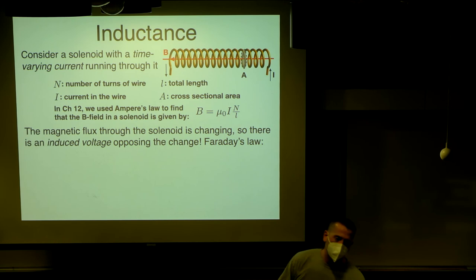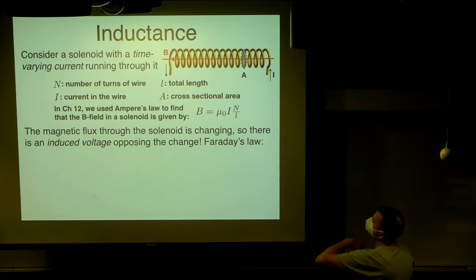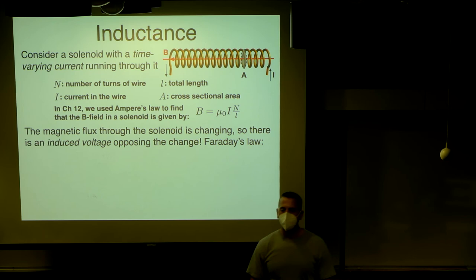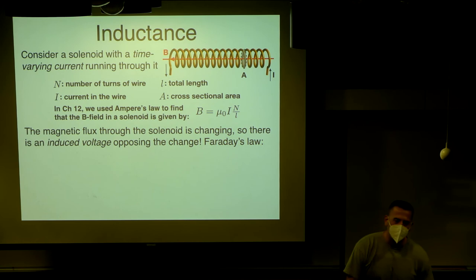So let's consider a solenoid which has some current running through it. But let's not just have that current be constant over time. Instead, let's have that current be something that's changing over time. Maybe the current is ramping up or ramping down, or maybe it's oscillating. It's changing in some way, okay?